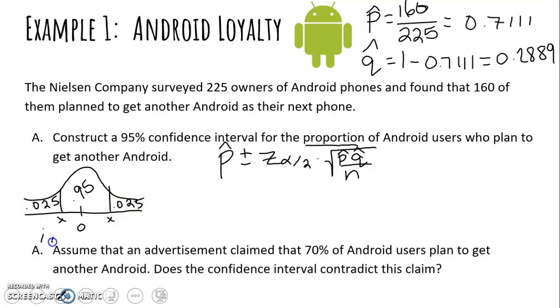So we're going to do invNorm 0.025, 0, 1. And when we do that, just to remind you, that is second vars number 3, invNorm 0.025, 0, 1. And we get negative 1.960, which we will just drop the negative off and make it positive.